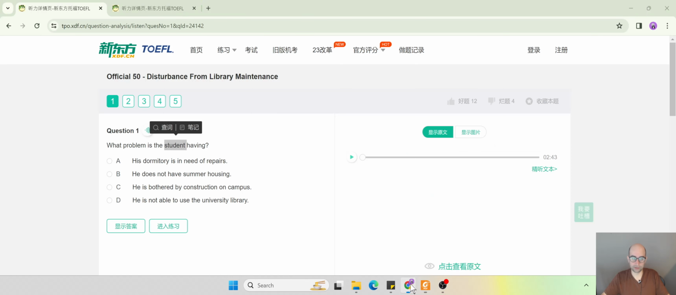Now when you come back here, you want to see something that matches that disturbance. "His dormitory is in need of repairs." No, that's not quite what I read in my notes. They didn't say anything about repairs, so I know that this is not the right answer. It doesn't make any sense. Choice B, "He does not have summer housing." That's not what I read according to my notes, so this doesn't make sense either.